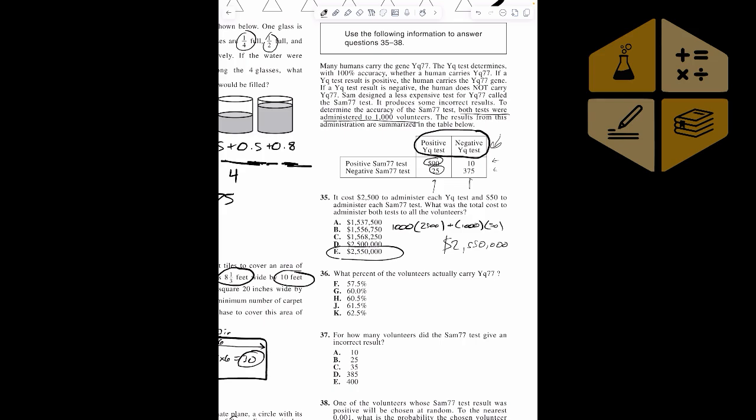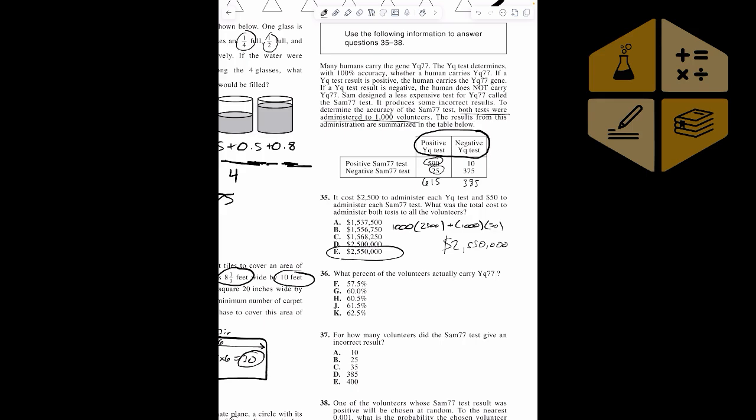So 590, let me erase these little arrows here. So 590 plus 25 is 615. Those are out of the 1,000 who had a positive result. The negative results are 10 plus 375, which is 385. And those should add up to 1,000 because 1,000 people got this test.